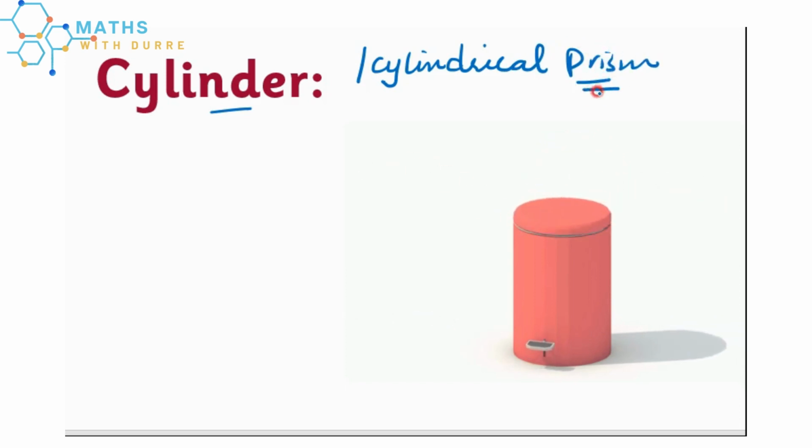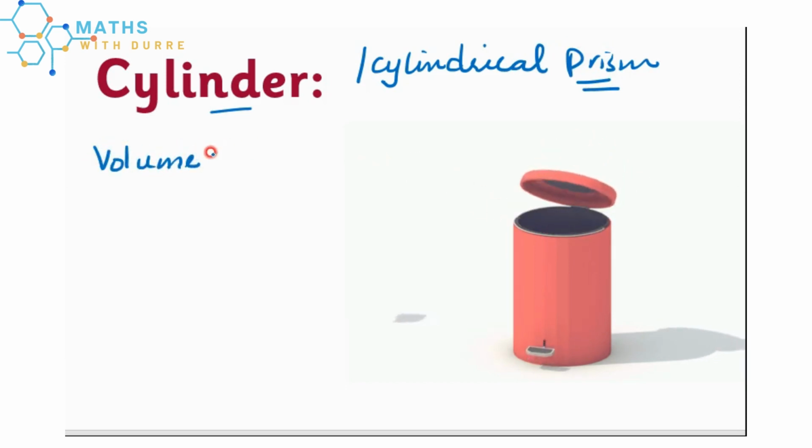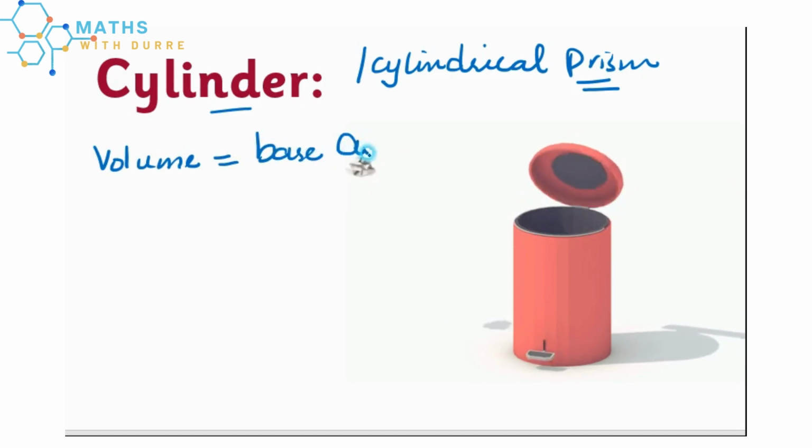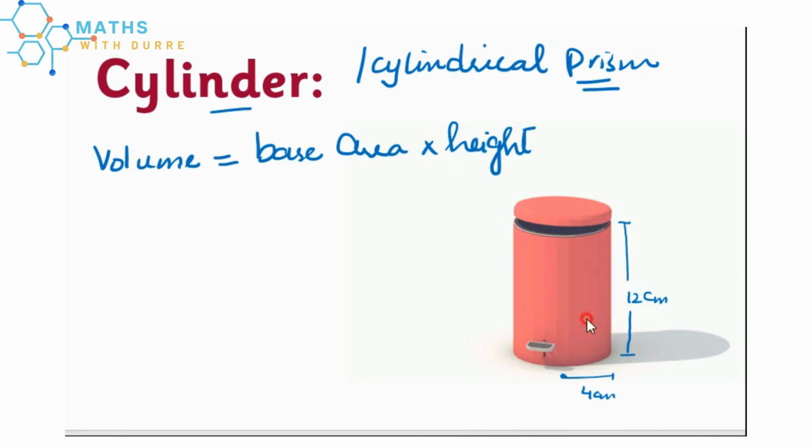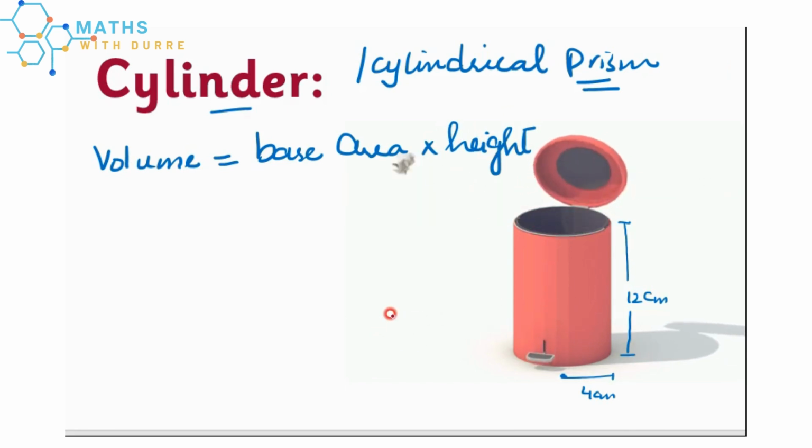As we know, the formula for calculating the volume of a prism is always base area into height of the prism. So how can we calculate the base area? How can we calculate it?